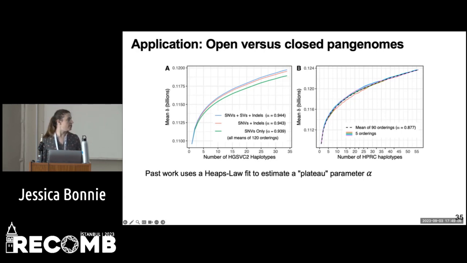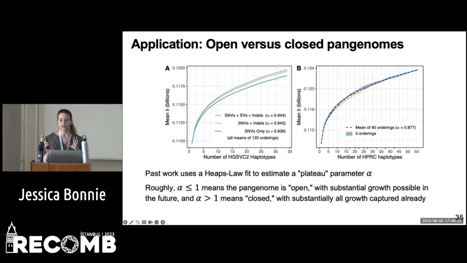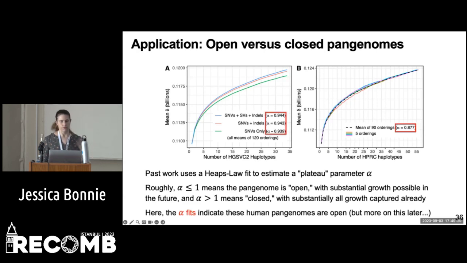And this is done by using Heaps' law to fit a plateau parameter known as alpha. So roughly, when alpha is less than or equal to 1, it means that the genome is open with substantial growth that's possible in the future. And when alpha is greater than 1, it means it's closed, and we've seen what we think we're going to see. So alpha fits indicate that both human pangenomes are open, which, we don't actually think we've seen everything, right? So that aligns with what we expect.